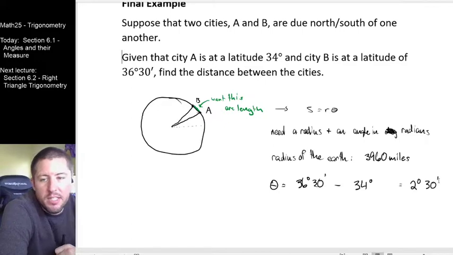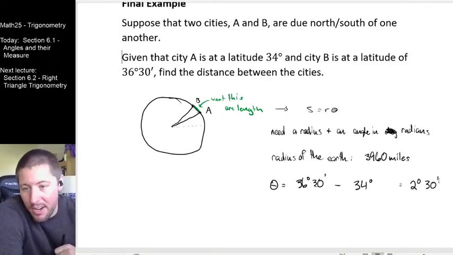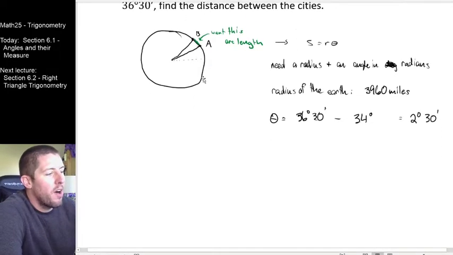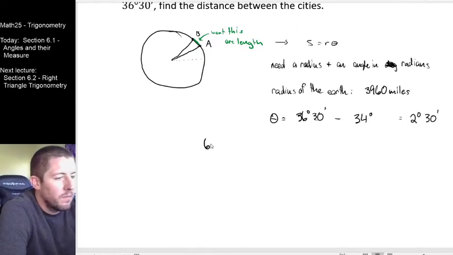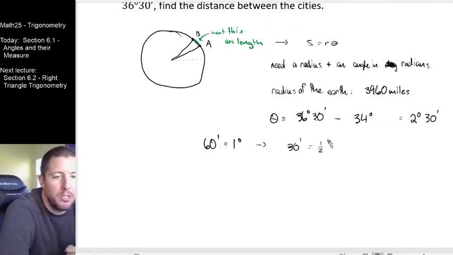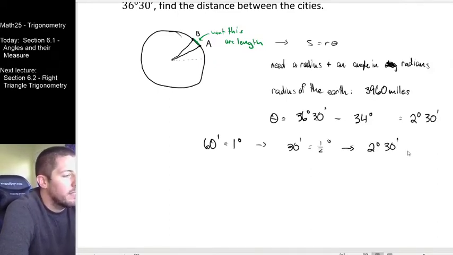So I actually have two conversions that I need to do right now. One, I don't like minutes at all; I want to get that into a decimal number of degrees. Two, I actually need to be in radians, not degrees at all, but I can't convert into radians till I get decimals for my degrees. So remember that 60 minutes equals 1 degree, and therefore 30 minutes equals 1/2 of a degree. I can just divide both sides by 2 right there. So 2 degrees and 30 minutes is really equal to 2.5 degrees.